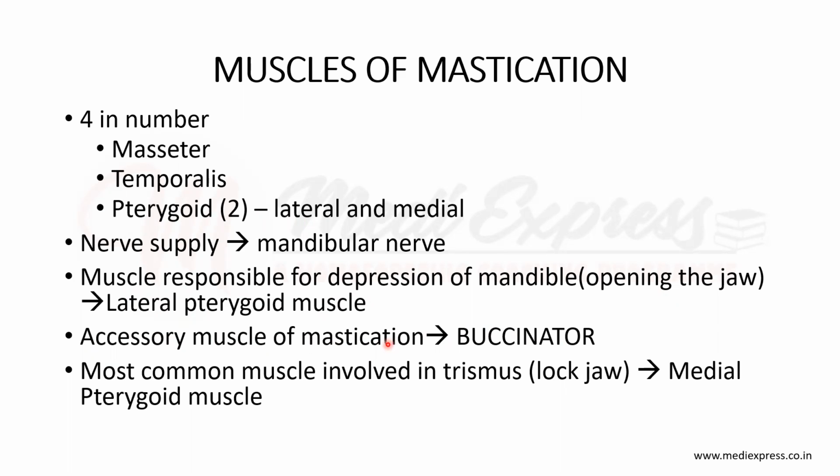Now, the most common muscle involved in trismus, that is lockjaw, is the medial pterygoid. Remember, for depression of the mandible, that is opening the jaw, lateral pterygoid is responsible. And if there is a lockjaw or trismus, we should know that the muscle responsible for it is the medial pterygoid muscle. Once again, I repeat, the muscles of mastication are masseter, temporalis, and two pterygoids, the lateral and the medial pterygoid.